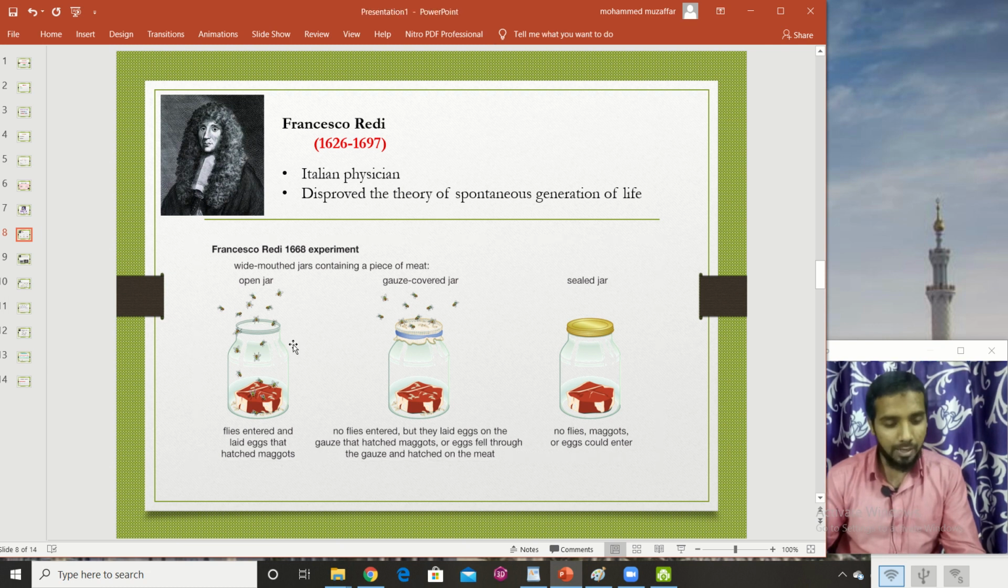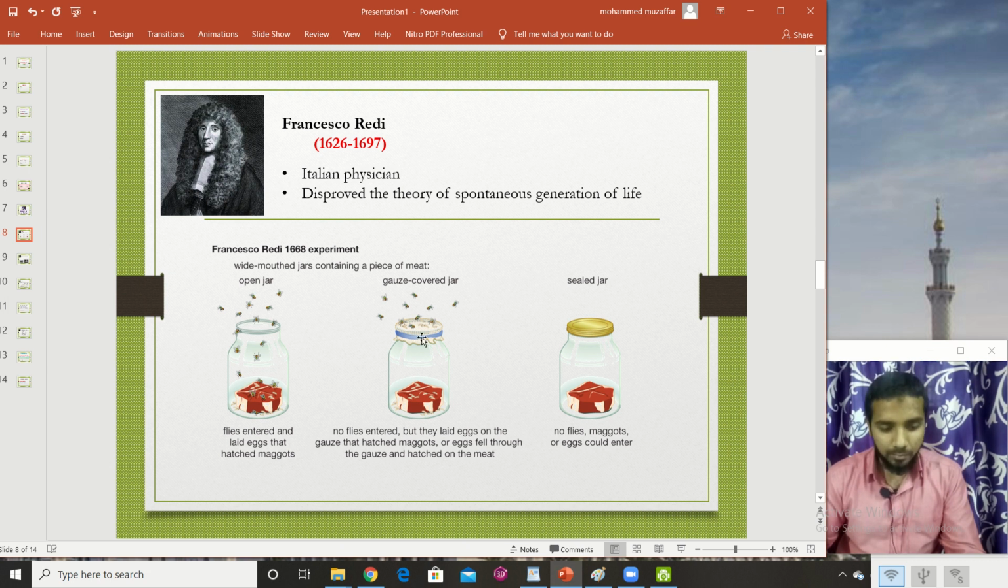In his experiment, he took a jar and put meat in that. He took three jars. In one he left the mouth open and put meat in it. The other one he covered with a porous cloth, and the third one he completely sealed with the meat inside it. He observed for a few days, and he was able to find that the open meat had larvae grown on it, as well as flies sitting on it. He understood that these flies were depositing eggs on the meat. As a result, larvae were growing.